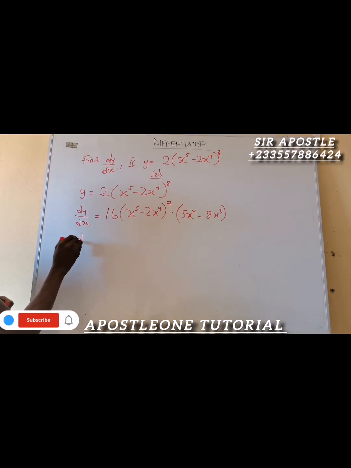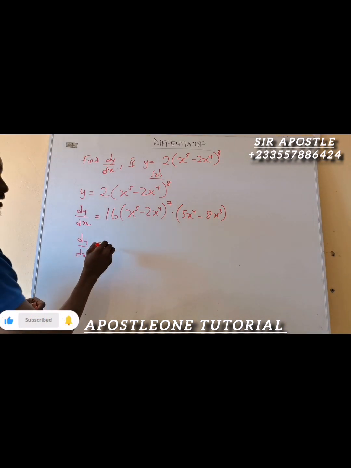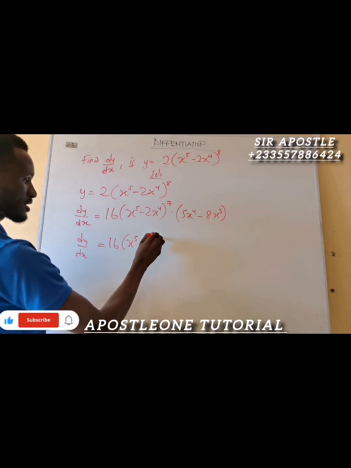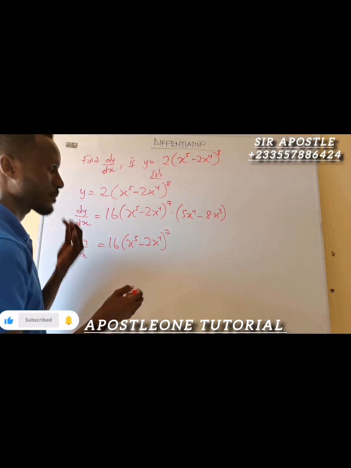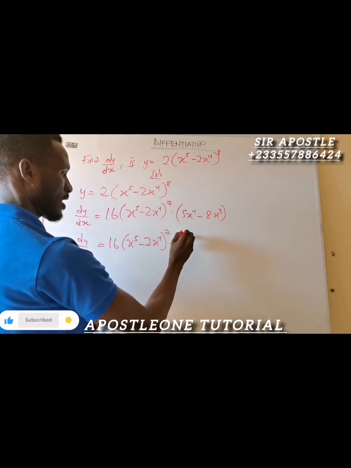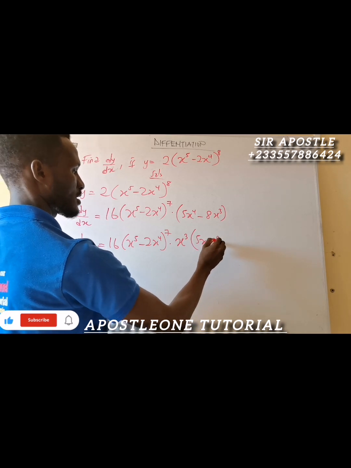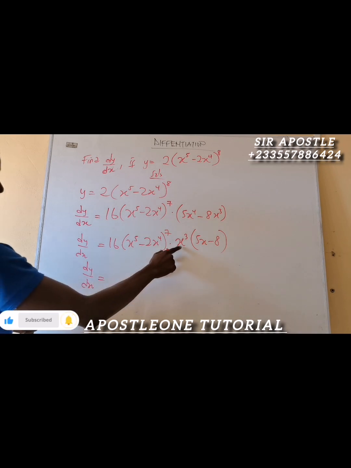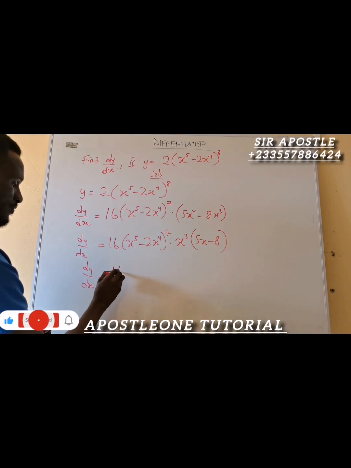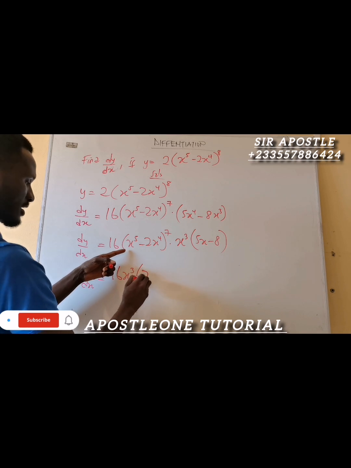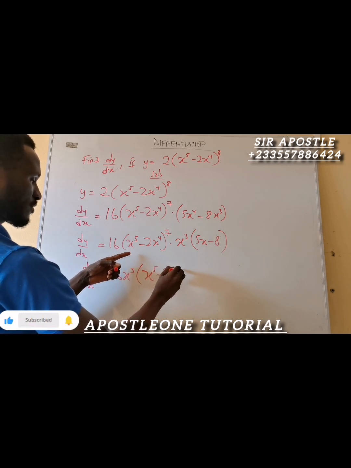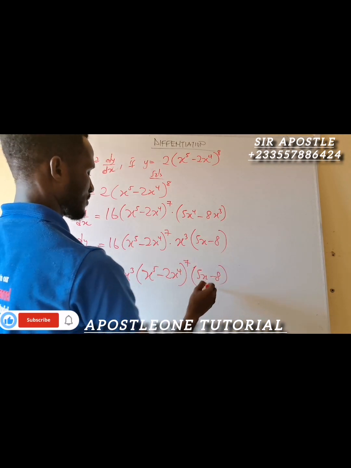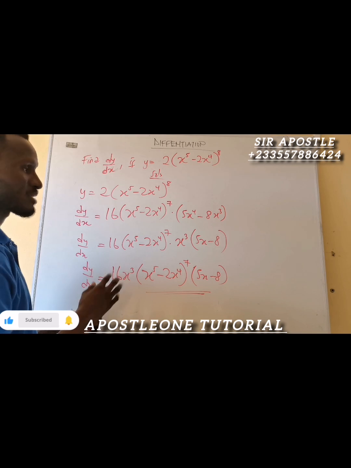Now let me try to factorize. So dy/dx will give us 16 x exponent 5 minus 2x exponent 4, all exponent 7. I want to factorize this one. I can factorize x exponent 3 out, then here will be 5x minus 8. So dy/dx is 16 x exponent 3 times x exponent 5 minus 2x exponent 4 all exponent 7, and then we have 5x minus 8. We are done. This is by the direct method.